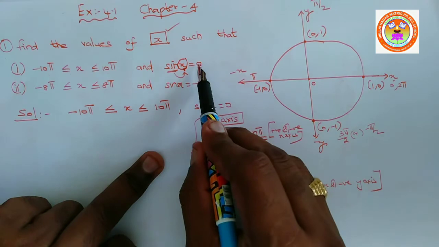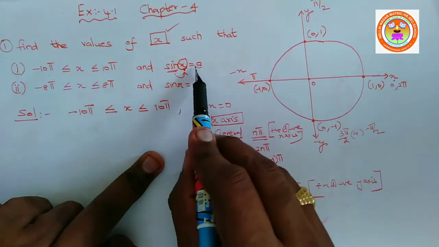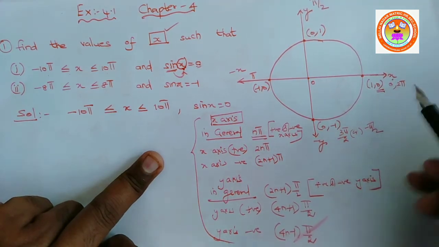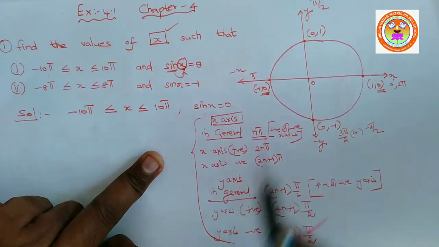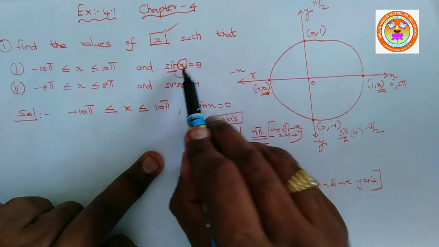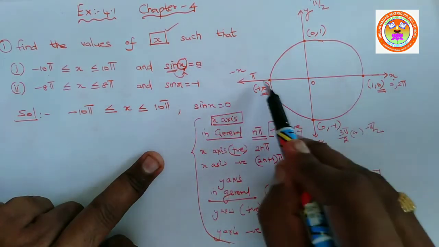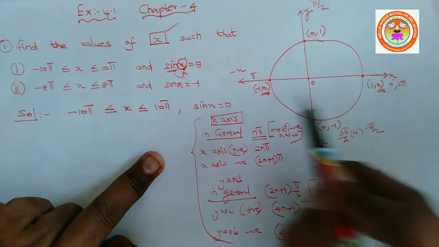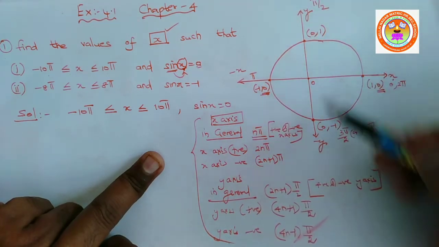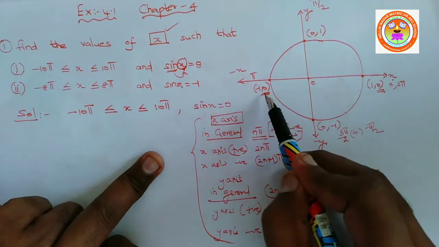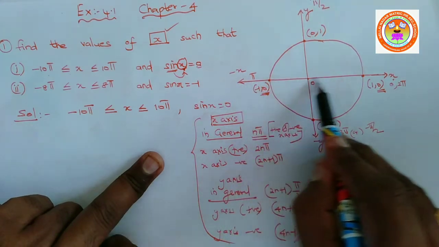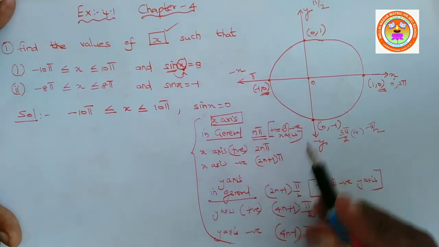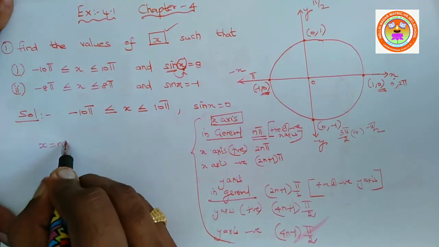Now I need to get 0. Where is the 0 present? This is cos, this is sine. The 0 is present here and here. Because sin x is equal to 0, the 0 is present here only. The sine value is 0 here and here, where there is no 0 in cos. Therefore it takes the whole x-axis, positive and negative x-axis, which is nothing but n pi. Therefore x is equal to n pi.